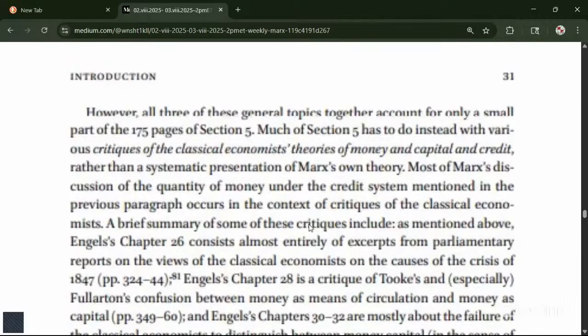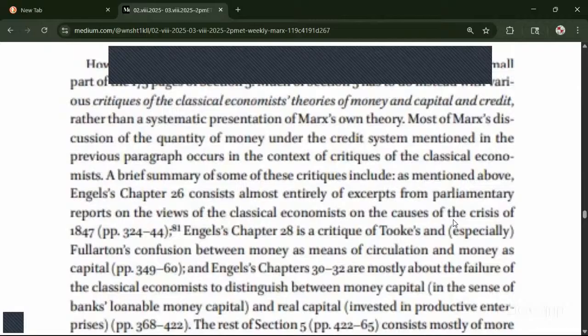A brief summary of some of these critiques include, as mentioned above, Engels' chapter 26 consists almost entirely of excerpts from parliamentary reports on the views of the classical economists on the causes of the crisis of 1847, that is pages 324 to 44, footnote 81. Engels' chapter 28 is a critique of Tuke's and especially Fullerton's confusion between money as a means of circulation and money as capital, pages 349 to 60, and Engels' chapters 30 to 32 are mostly about the failure of the classical economists to distinguish between money capital, in the sense of banks' loanable money capital, and real capital invested in productive enterprises.